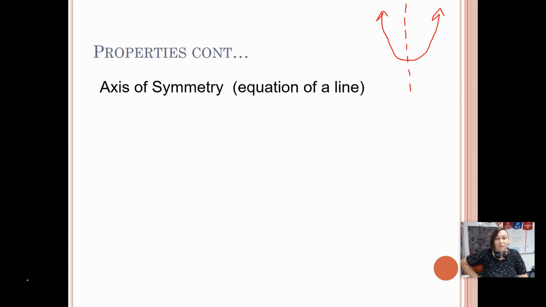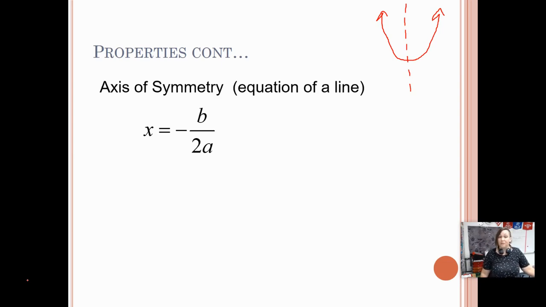Since it is a line, we do need to write an equation for it. It's a vertical line, and vertical lines always have an equation of x equals. Now there's a formula for this, so we'll need to plug numbers into this formula to calculate the axis of symmetry. So x equals negative b over 2a. That should look familiar. It's everything except for the square root part of the quadratic formula. Remember, this is a continuation from our previous chapter.